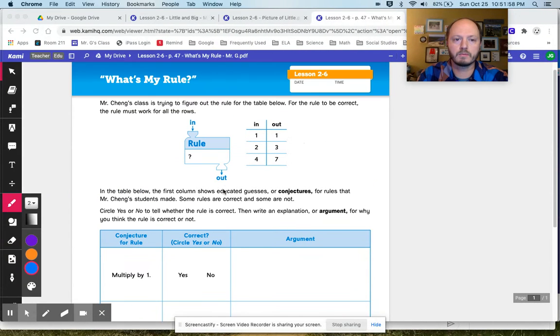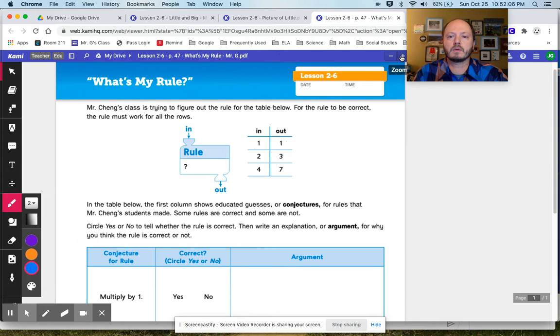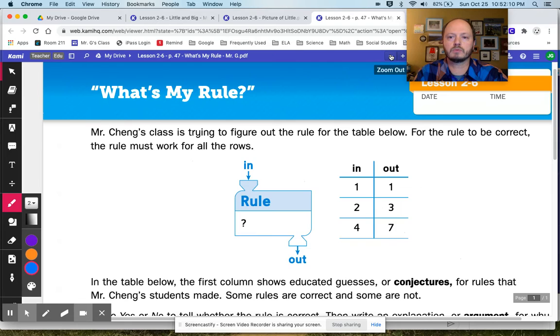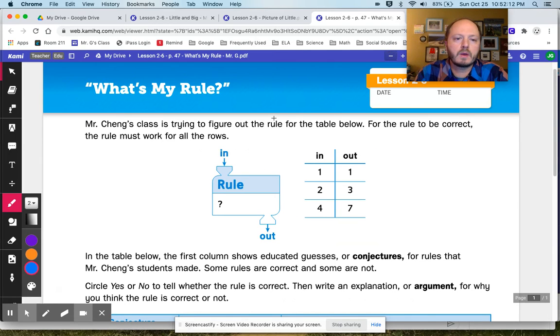Okay. You may have had a quick little snippet of what we could see there, but I'm going to zoom in with this a little bit for you so you can see. Ooh, too much. There we go. Mr. Cheng's class is trying to figure out the rule for the table below. For the rule to be correct, the rule must work for all the rows.